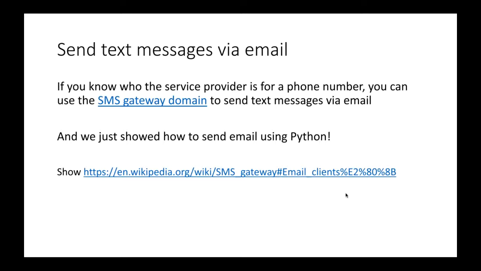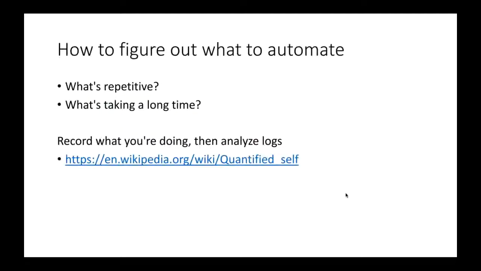If you have an email address, you can email to an SMS gateway. And that SMS gateway will send the text message with the content of that email. So this means you have the ability to send email messages from Python, and you can email to a text message, so therefore you can text message from Python. All right.